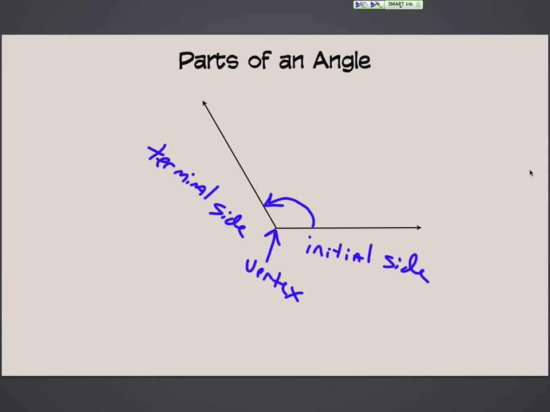There are 2 types of rotation. What type of rotation is this, do you think? Counterclockwise rotation is positive. A clockwise rotation is negative. So if my angle is rotating counterclockwise, it is a positive angle. If I'm rotating clockwise, it is a negative angle. So we start at the initial side, we've got a terminal side, we've got the vertex, and we're going to show rotation.